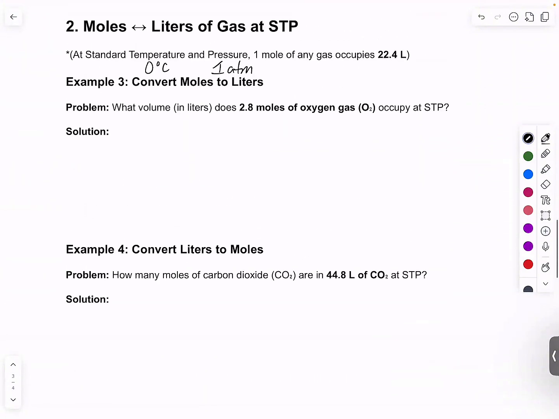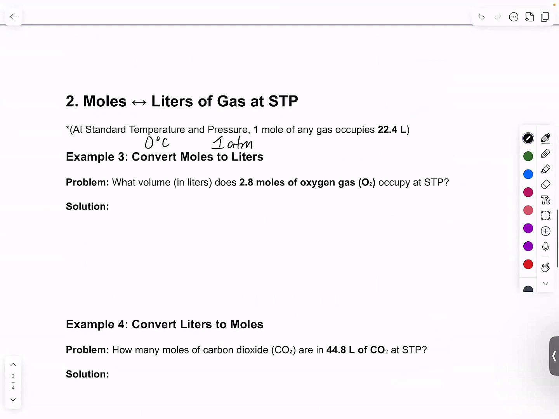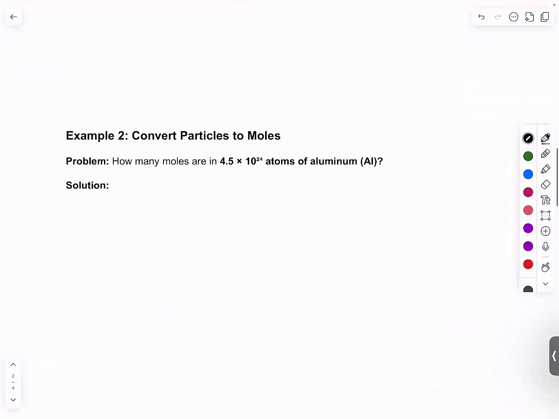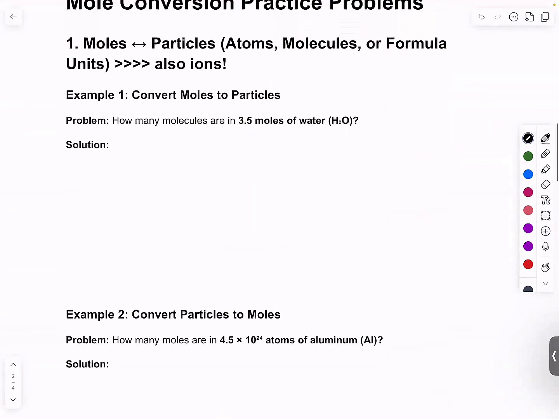And of course, I'm going to take us back up to number 2. We have an entire unit dedicated to gas, so you'll see more of these problems in the gas unit, or what we call gas laws. And then, of course, we have moles to particles, particles to moles. Out of those 3, you still have to know the concept, but you're not going to use it quite as much.